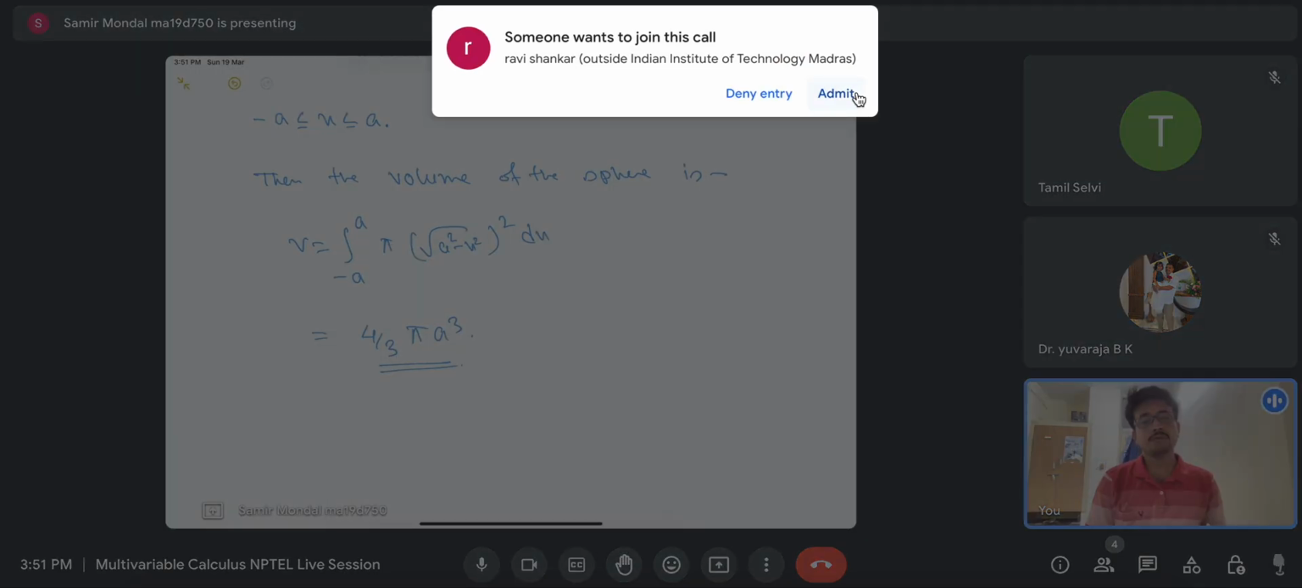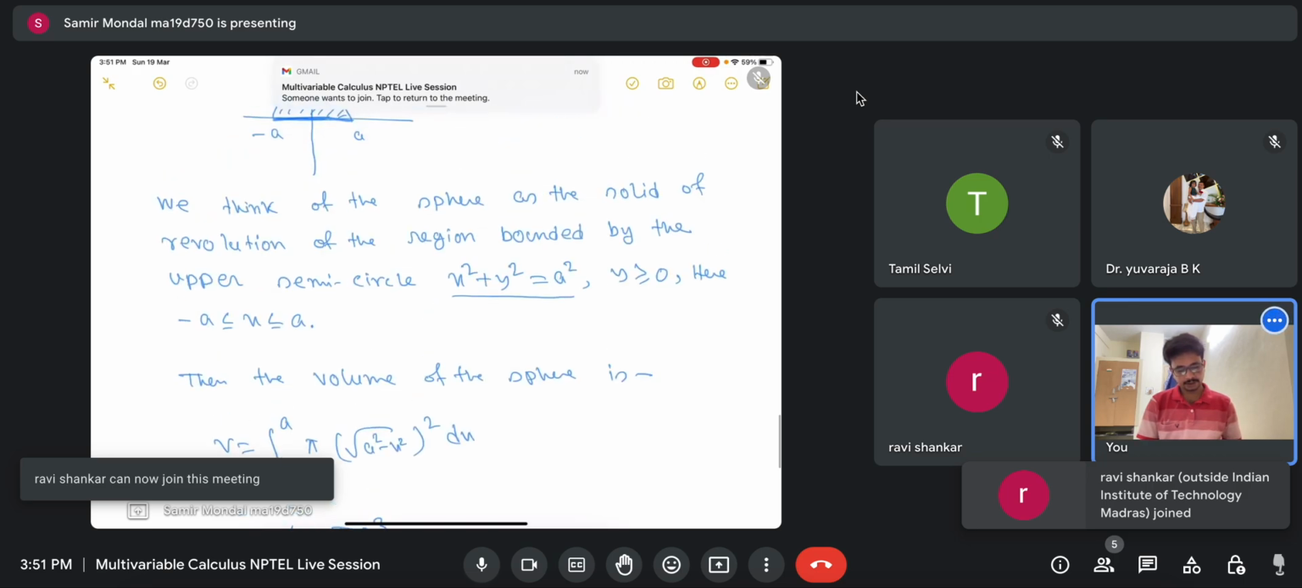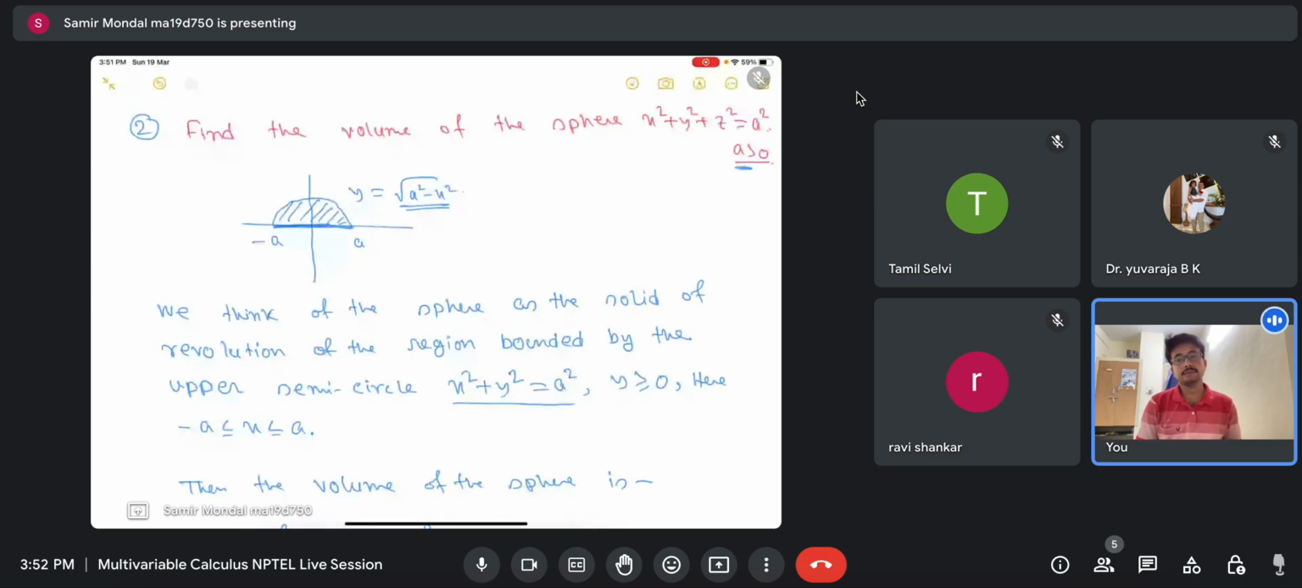This is our known formula. From 12th standard we already know the volume of the sphere is 4/3 π r³, where r is the radius of the sphere. Today we prove that using the formula of volume of solid of revolutions. Now we are going for the next question.